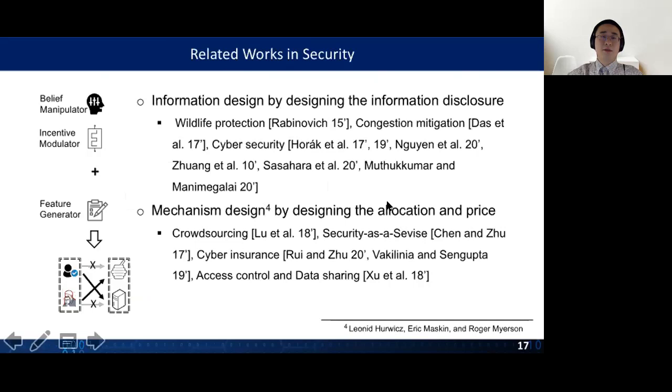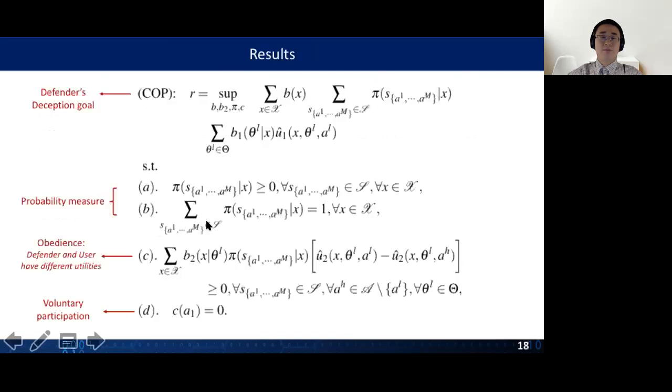Contrary to information design, mechanism design methods design the allocation rule and the price rule for better performance. Both of them have many applications to enhance security and efficiency. Our work managed to combine both of them by collective design of the three things to incentivize insiders and disincentivize legitimate users to access the honeypot at the same time.